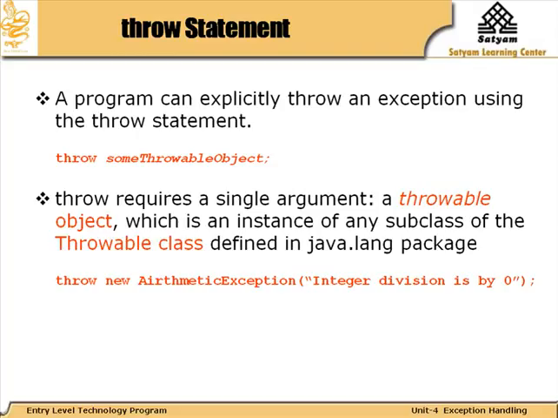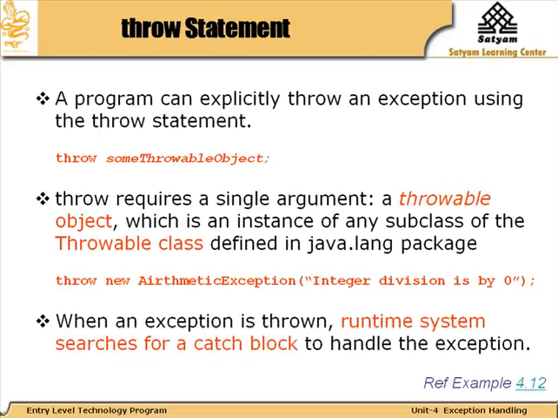For example, arithmetic exception is a subclass of runtime exception, which is extended from class exception. And as we have discussed, exception is derived from throwable class, which implies that arithmetic exception is a subclass of throwable class. When an exception is thrown, runtime system searches for a catch block to handle the exception. Now let's see an example.